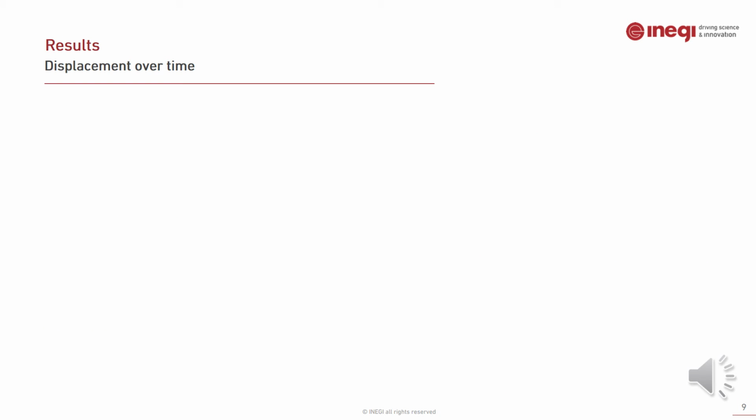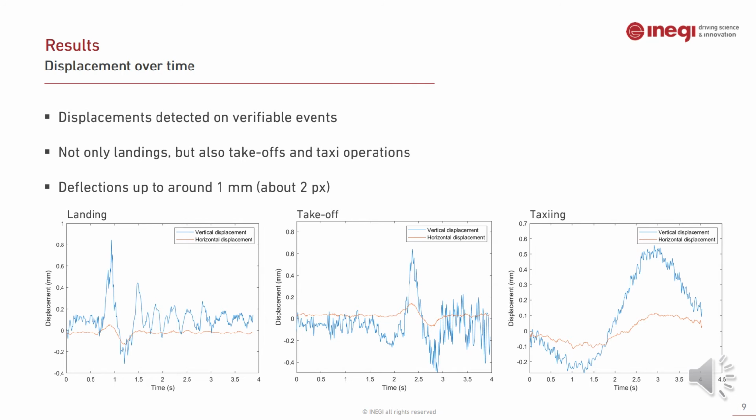So now onto the results. We were able to detect displacements on events that we were able to verify were real, and they corresponded not only to landings, as was the original intention, but also to takeoffs and taxi operations. And you can see graphs for all of these types of operations here at the bottom of the slide, where positive displacement is downward deflection, and deflections were around 1 millimeter in order of magnitude, which in the camera corresponded to about 2 pixels.